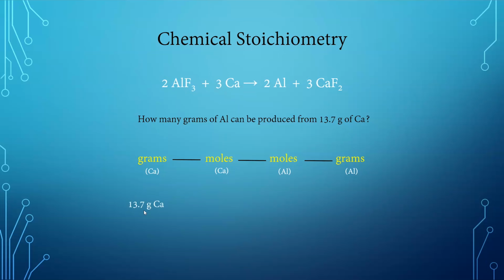We'll begin by converting our grams of calcium into moles using the molar mass of calcium. We can then use the ratio from the equation, which is 3-to-2. So we have 2 moles of aluminum for every 3 moles of calcium. And then we can convert the moles of aluminum into grams, and we get 6.15 grams of aluminum.